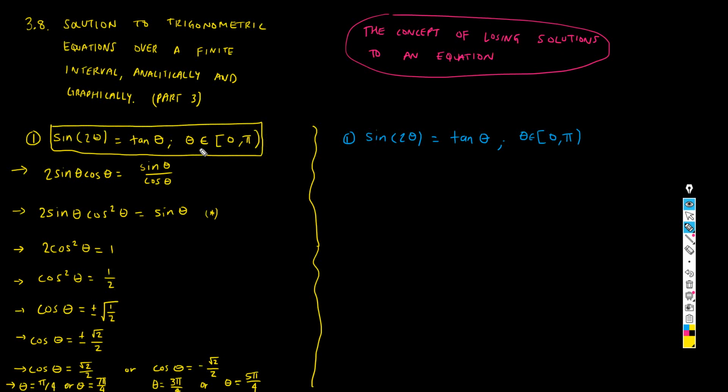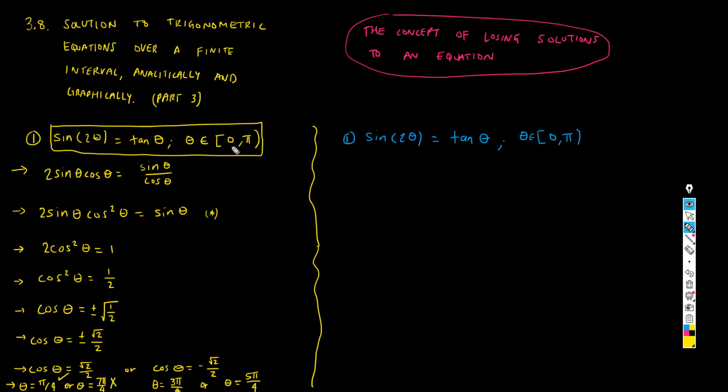Okay, now we just have to look at the interval. My interval goes from 0 to pi, excluding pi, and I just start either accepting or rejecting each of these possible solutions. Pi over 4 is in this interval, so this one does work. 7 pi over 4 is not within this interval, so I'm going to reject it.